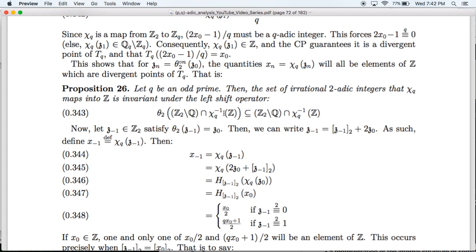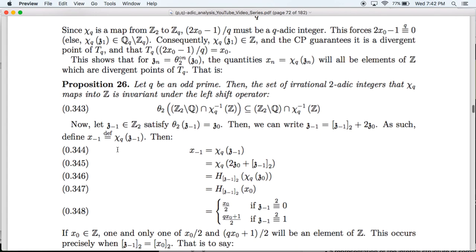Now, what about if we go backwards? So when we went forwards in the subscript, making it bigger, we deleted digits. So going backwards, making our subscript negative, would mean adding a digit. So we can write z1 as either 0 or 1 plus twice z0. So then we're going to define x minus 1 as chi-q of z minus 1.